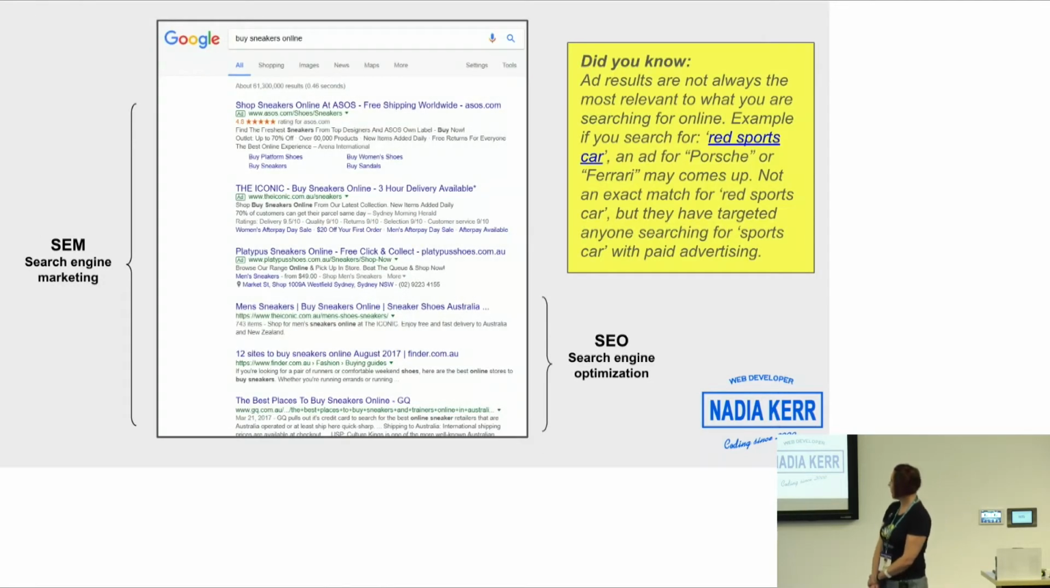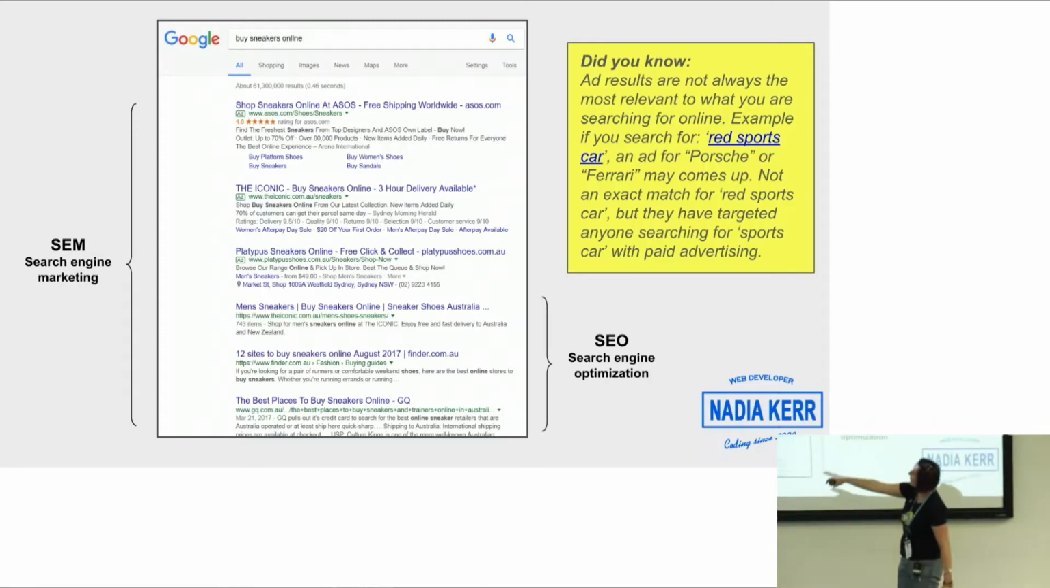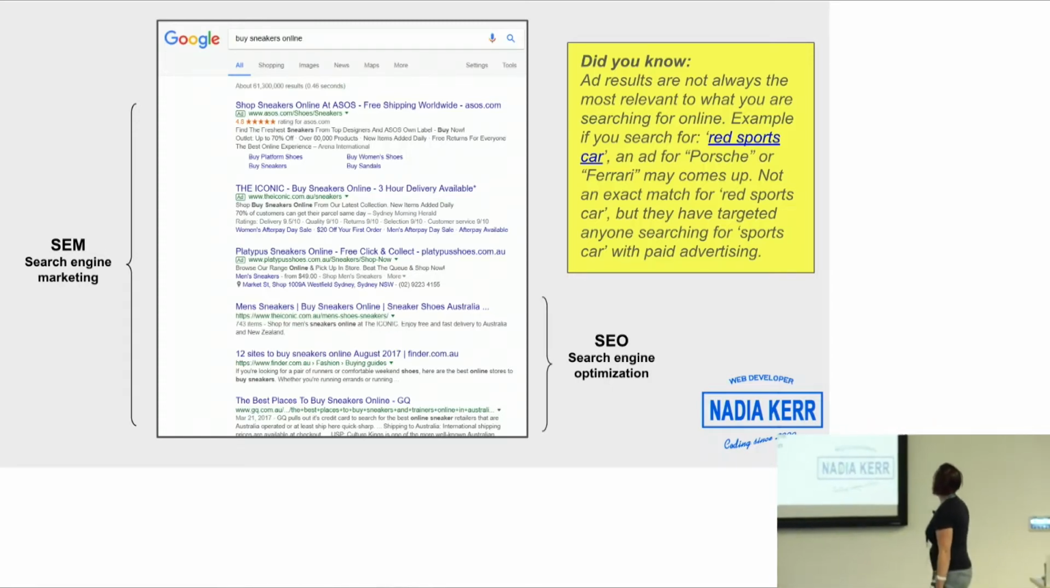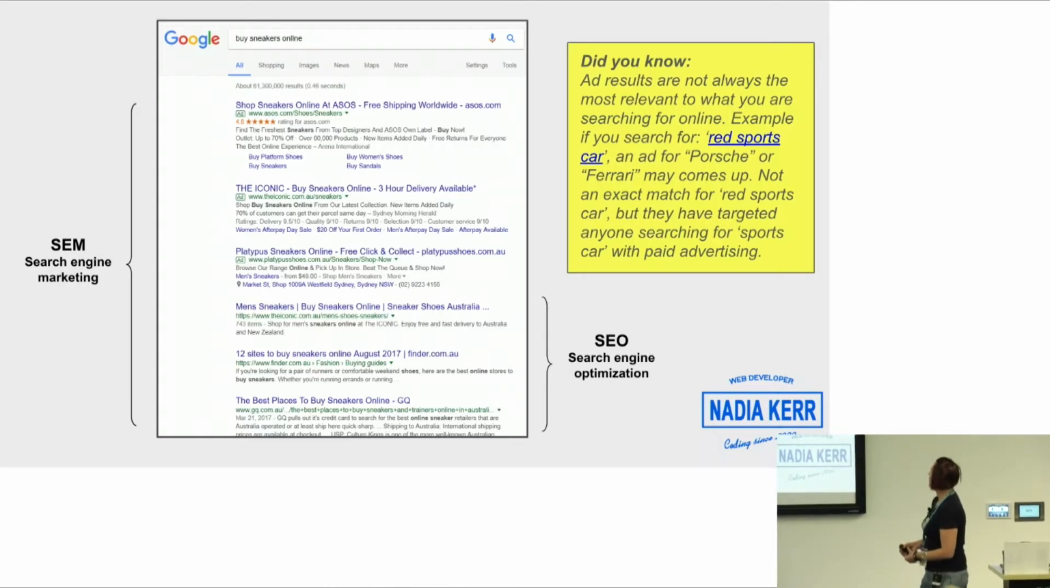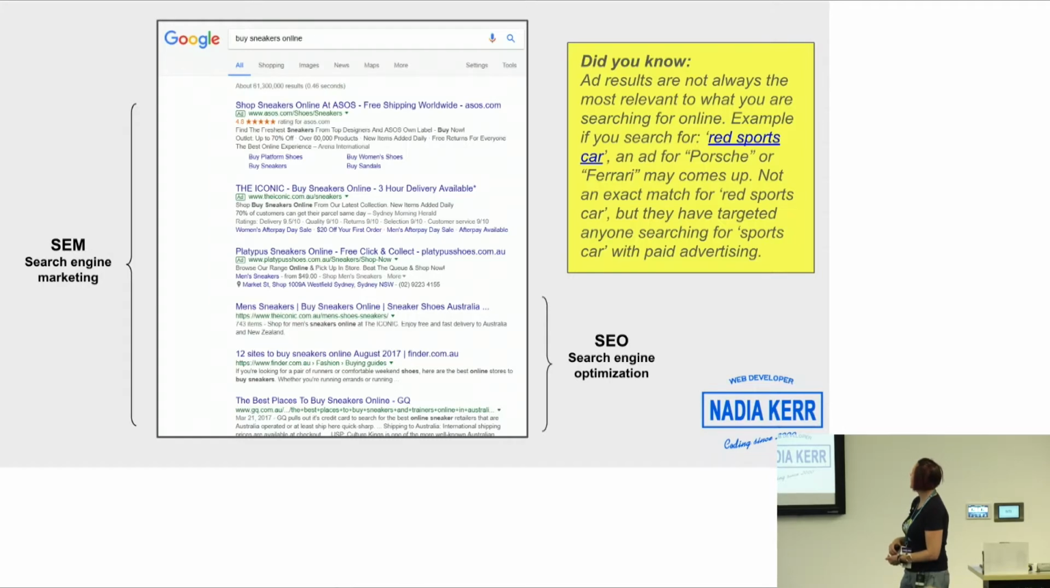So this is, again, just a diagram showing you the difference. You can see the natural listings being the SEO, which is down here, and the SEM is the natural listings and the paid combined. This little tip is just an example of how your search results and your paid advertising are not always the same. For example, you might be searching for a red sports car, and you might get a paid ad result for a Porsche or a Ferrari. Those brands have chosen to pay for an advertisement to appear when someone searches for red sports car. It's not an exact match because it's a particular brand, but they've paid to list for that. That's just a comparison, whereas the natural listings would actually be searching for the terms red sports car or whatever words you're searching for at the time.